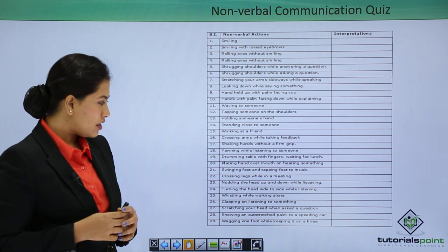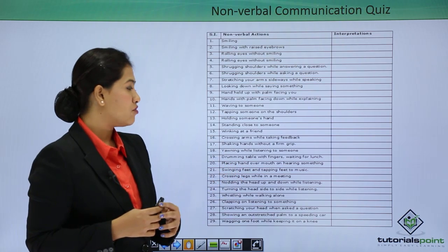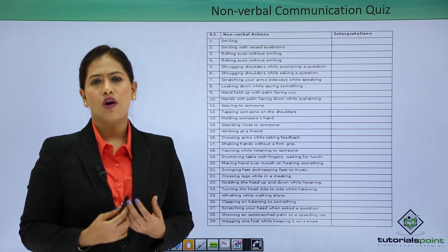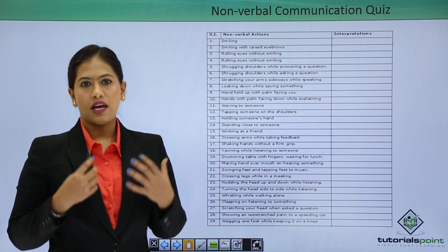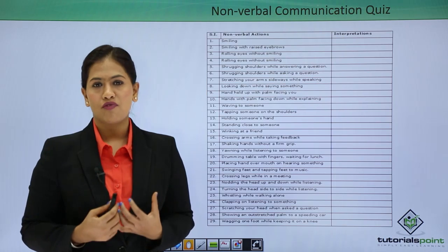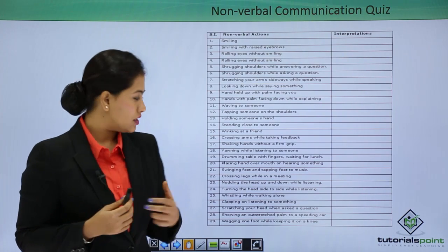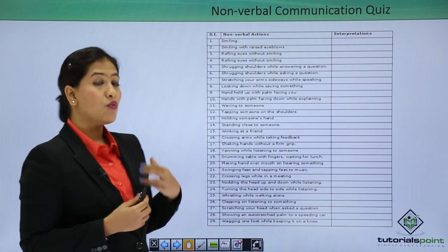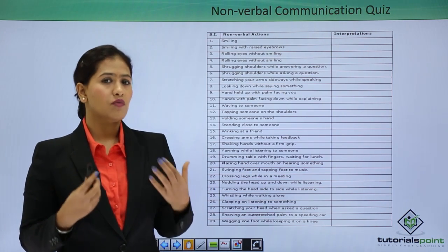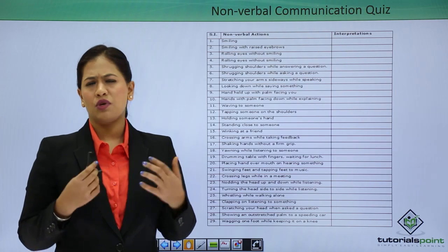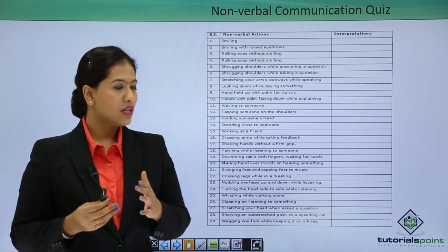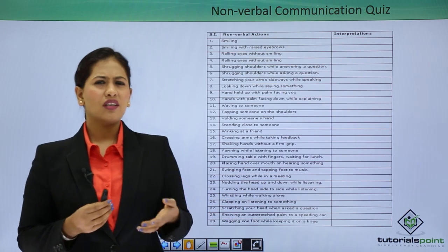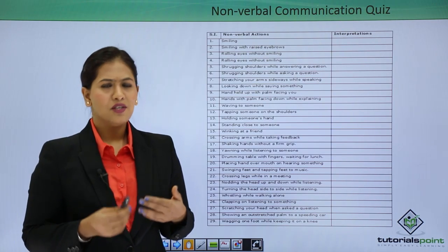Crossing legs while in a meeting, swinging feet, tapping feet to music. This is unprofessional in a business setting, while I do the same action back home with my friends, it is surely accepted. Turning the head from side to side while listening, whistling while walking alone, these are very personalized actions you can do back home with your family members but not in the business world. Scratching your head when asked a question purely shows that you're not interested, not inclined, not in sync with what the person is talking about.